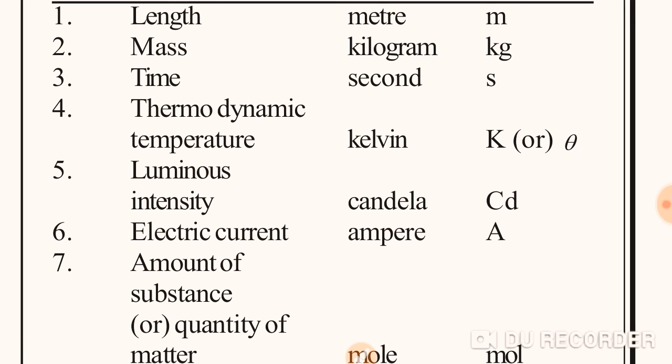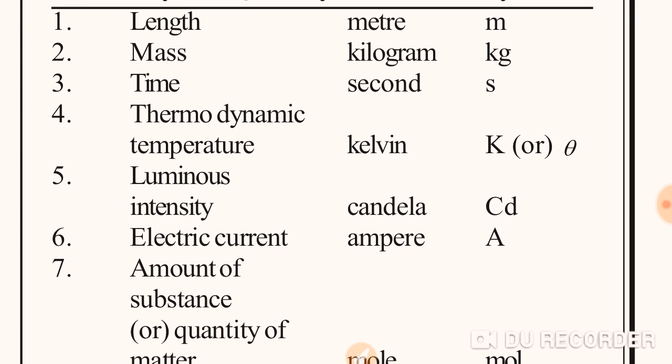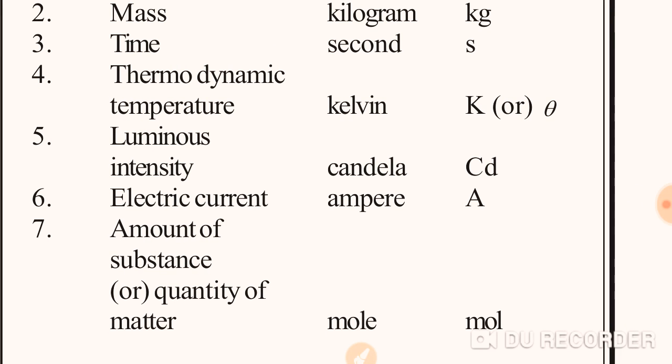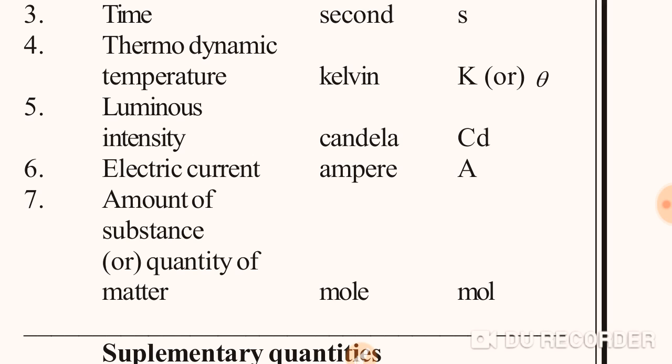Next, luminous intensity: SI unit candela, symbol cd. Sixth fundamental quantity is electric current: SI unit ampere, symbol A. The last basic fundamental quantity is amount of substance, or quantity of matter: SI unit mole, symbol mol.